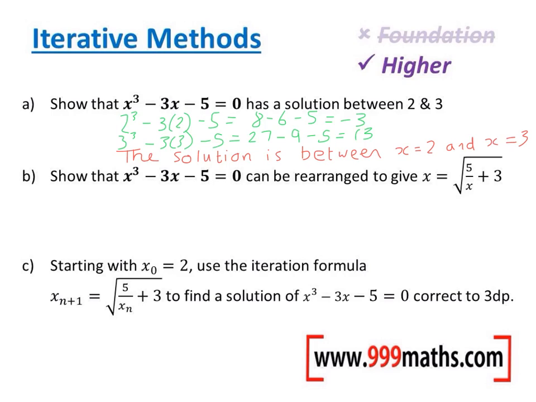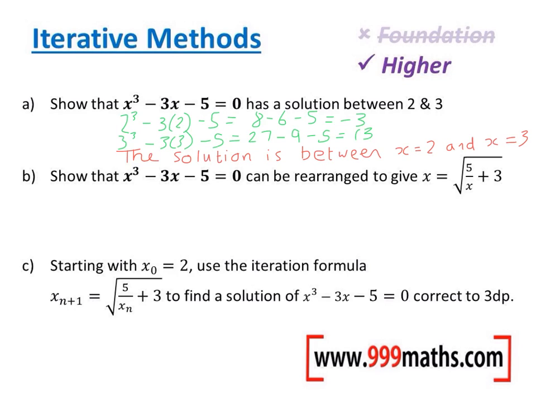Okay, so part B is asking me to now show that the equation that they've given me can be rearranged into this other format. And the reason why it's asked me to do that is because part C is going to ask me to use iteration to try and work out the actual answer correct to 3 decimal places. So I'm going to tell you a bit of a trick here.